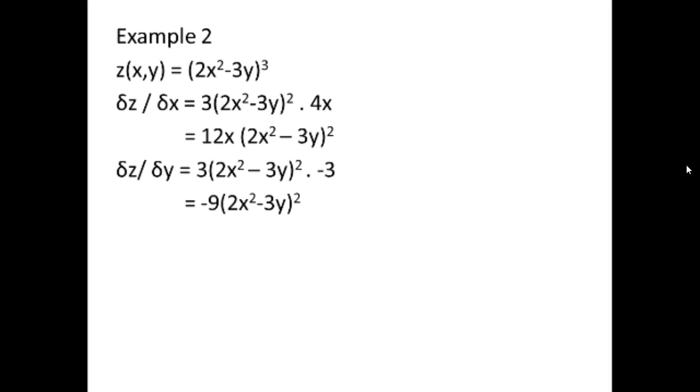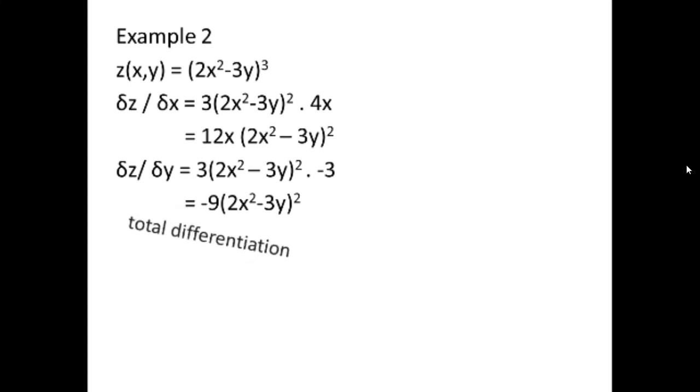delta z over delta x equal to 3 open bracket 2x squared minus 3y close bracket squared multiplied by 4x, and the answer is 12x open bracket 2x squared minus 3y close bracket squared. The answer of delta z over delta y is 3 open bracket 2x squared minus 3y close bracket squared multiplied by negative 3, and the answer is negative 9 open bracket 2x squared minus 3y close bracket squared.